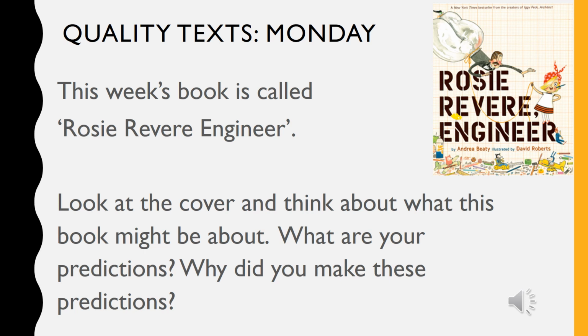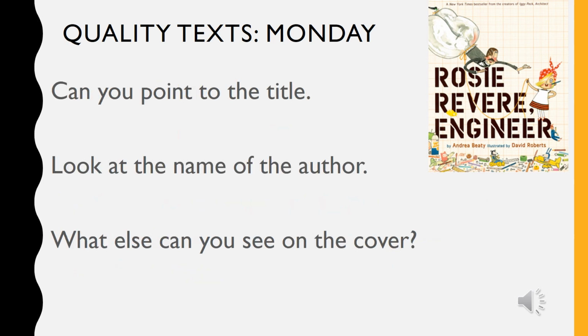I want you to have a look at the front cover and make some predictions about what's going to happen in the story. And why do you think these things are going to happen based off the front cover? Let's have a look at the front cover of the book. We can see a title on the front cover of the book. We can see a girl who we think is Rosie. We can see a man floating who we're not too sure who he is yet.